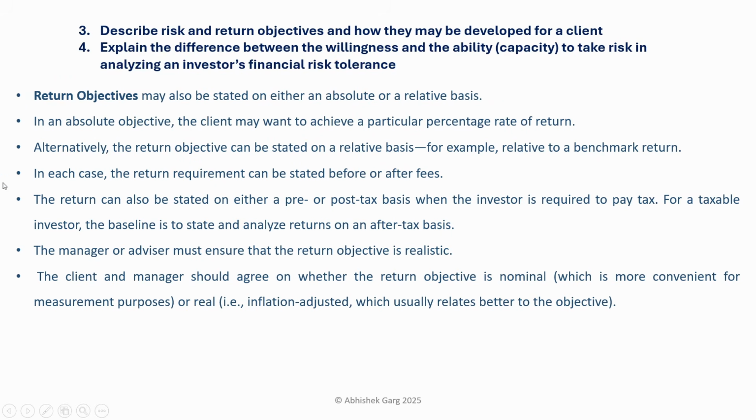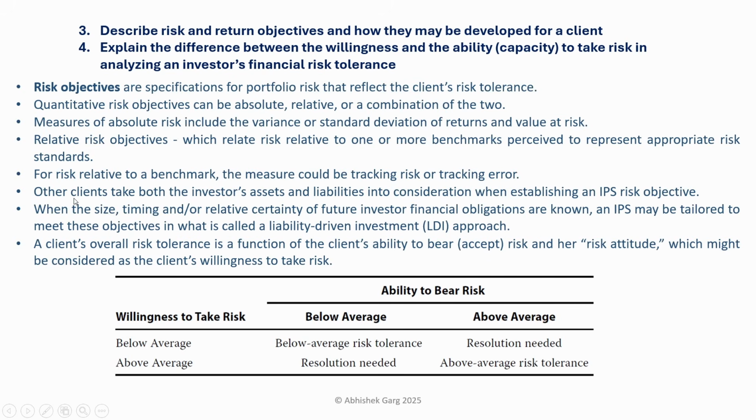When finding out the risk tolerance of a client, there are two things to note. First is the client's ability to take risk. Then comes the client's willingness to take risk. While defining the overall risk tolerance, these two things must be in balance. Let's consider this case: if the willingness to take risk is below average and the ability to bear risk is also below average, then we can say that the risk tolerance is below average.